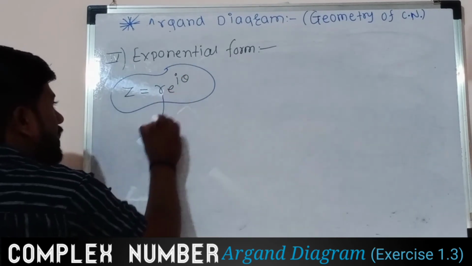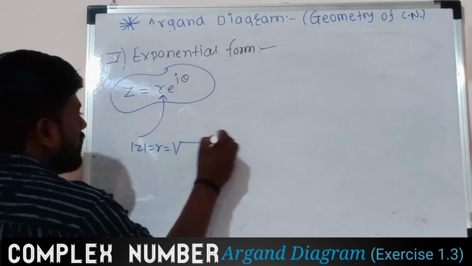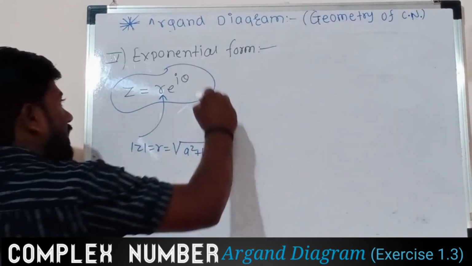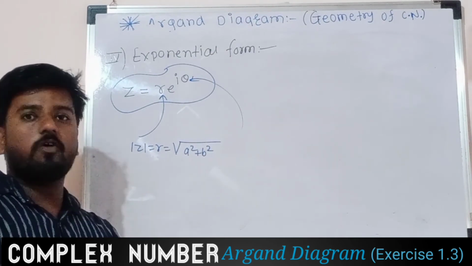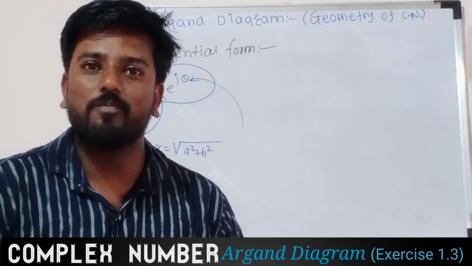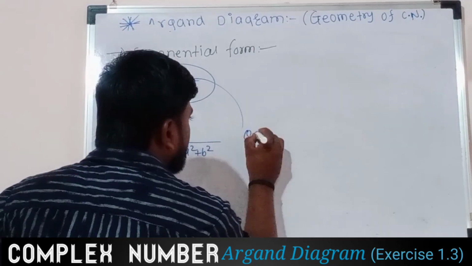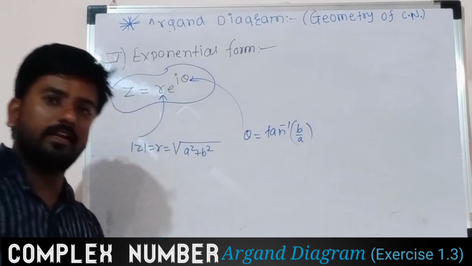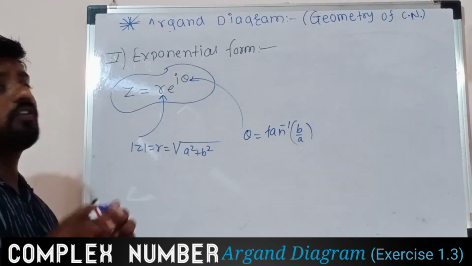In a similar way, r equals mod z, that is square root of a square plus b square, and theta is nothing but the argument of the complex number. So what is the formula for the argument of a complex number? It is nothing but tan inverse b upon a. So I will write here theta equals tan inverse b upon a, right students? So this is the exponential form. We will stop here.